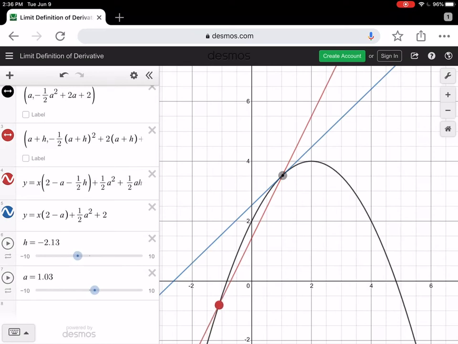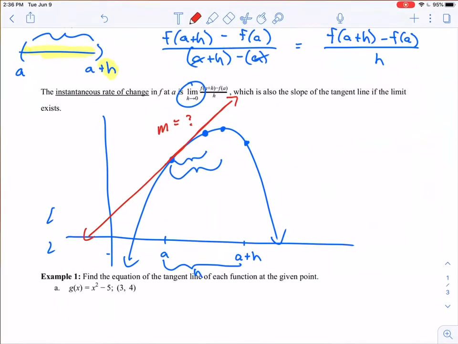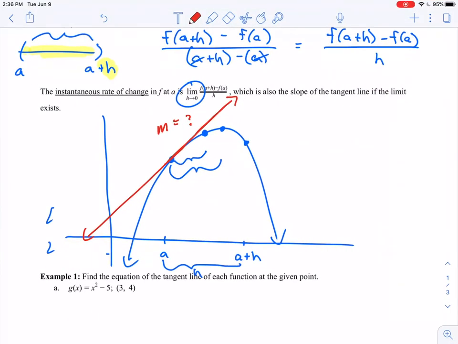But again, as I take that point and I move it closer and closer, the red line gets closer to the blue line, and h gets closer and closer to 0, this time just from the negative side. So that's exactly how I find the instantaneous rate of change, or the slope of the tangent line. So this is going to be really important, and let me highlight the part that I want to focus in on here. The instantaneous rate of change, I just take the limit as h approaches 0 of the average rate of change.